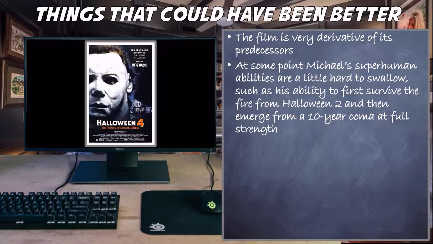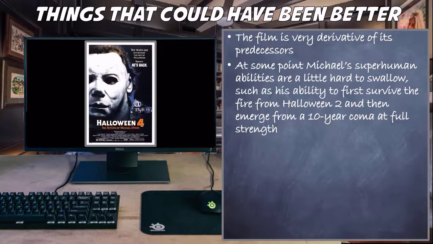At some point, Michael's superhuman abilities are a little hard to swallow, such as his ability to first survive the fire from Halloween 2, and then emerge from a 10-year coma at full strength. Now, I guess it depends upon how you look at this. They never really tell you what Michael's powers are or why Michael does what he does. We don't understand his motivation. We don't understand who or what he is beyond having seen him as a 6-year-old boy.